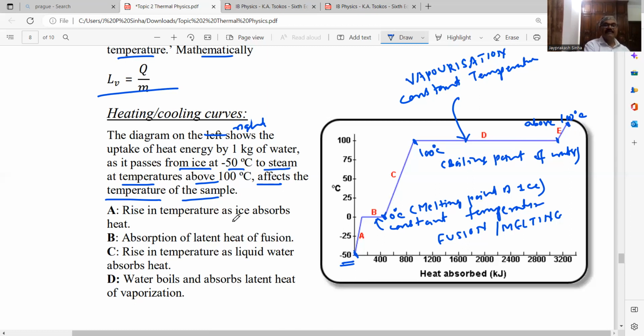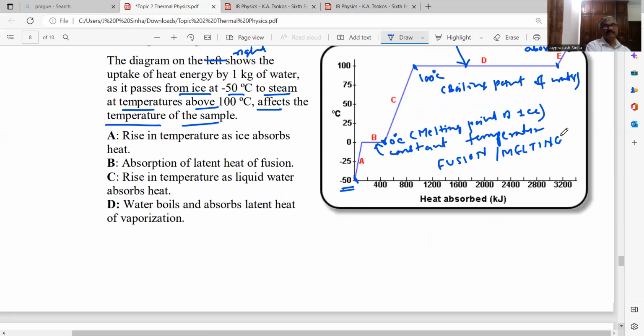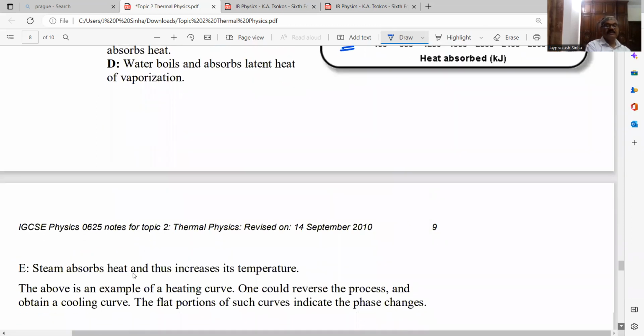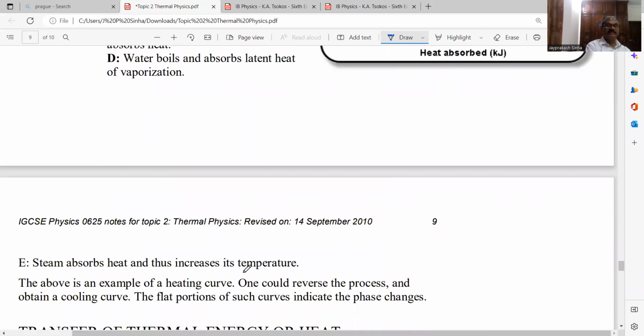A, rise in temperature as ice absorbs heat. B, absorption of latent heat of fusion. C, rise in temperature as liquid water absorbs heat. D, water boils and absorbs latent heat of vaporization. And then E, again the temperature of steam is increasing. Steam absorbs heat and thus increases its temperature.